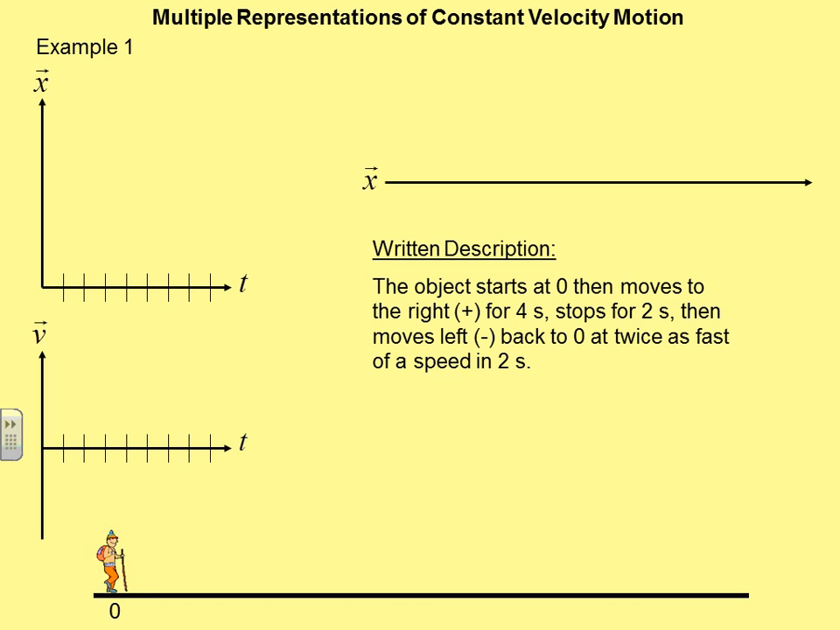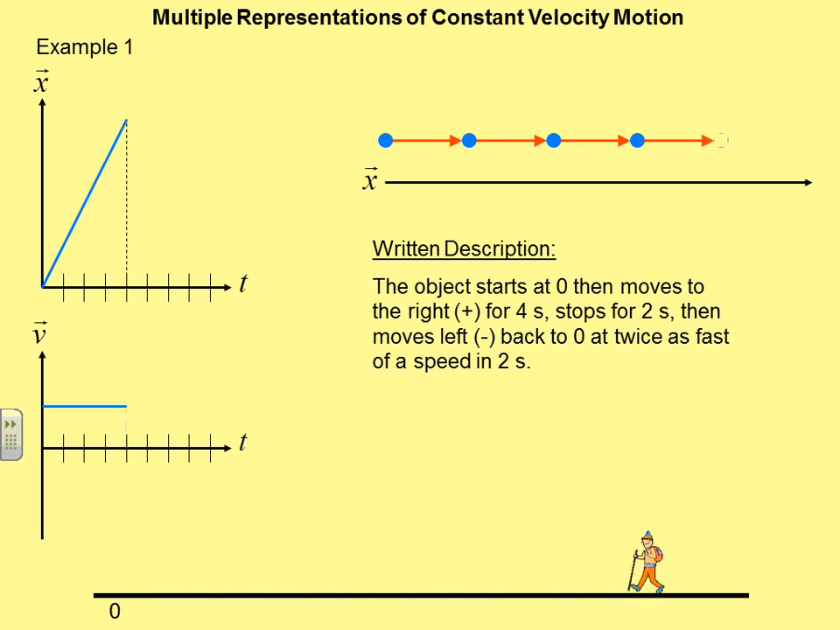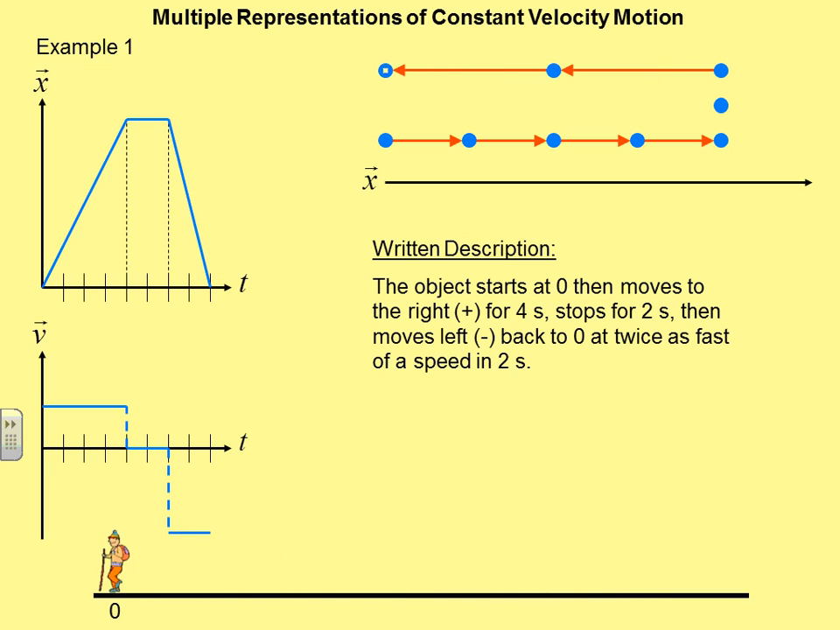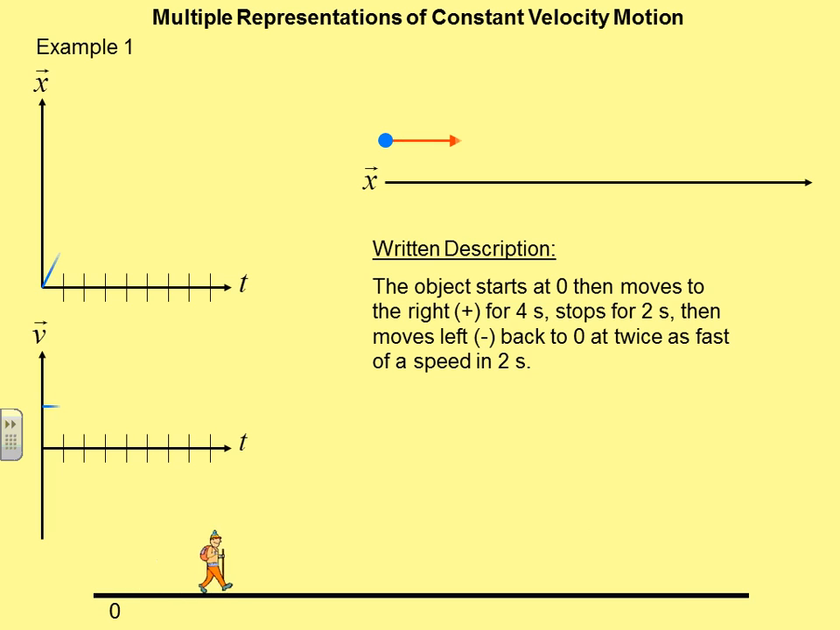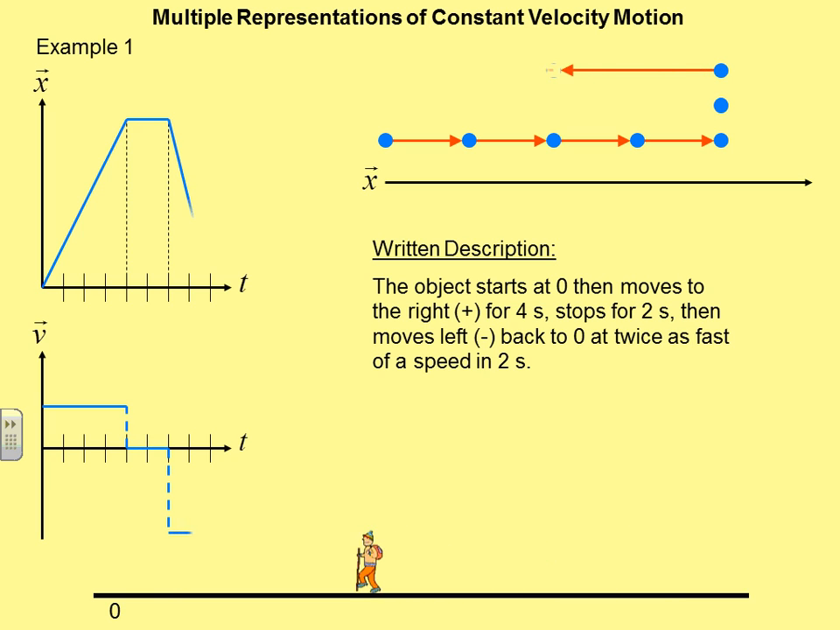So here's the motion. Moving to the right slowly for 4 seconds, stopping for 2 seconds, and then zipping back to where he started in 2 seconds, so twice as fast. One more time. Moving to the right slowly for 4 seconds, stopping for 2 seconds, and then zipping back to the left twice the velocity.